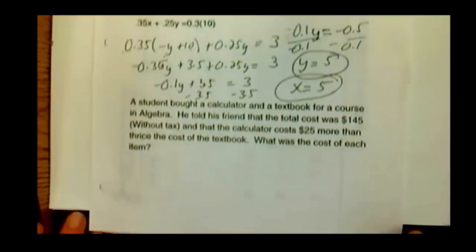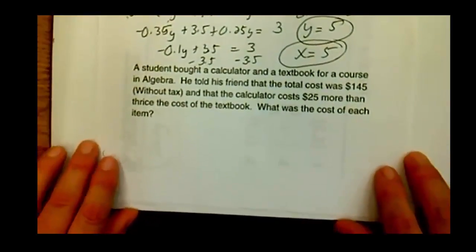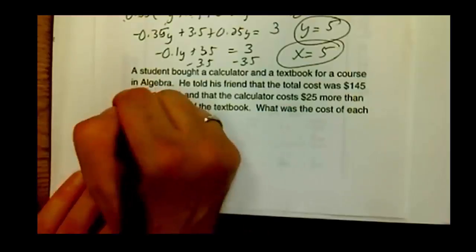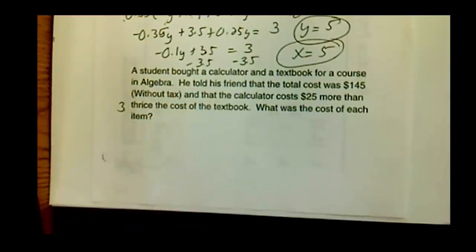And then the last one is a student bought a calculator and a textbook for a course in algebra. He told his friend that the total cost was $145 without tax, and that the calculator cost $25 more than thrice the cost of the textbook. What's thrice mean? I don't see thrice. You see twice. You see all those other ones. So thrice must mean 3 times. What was the cost of each item?